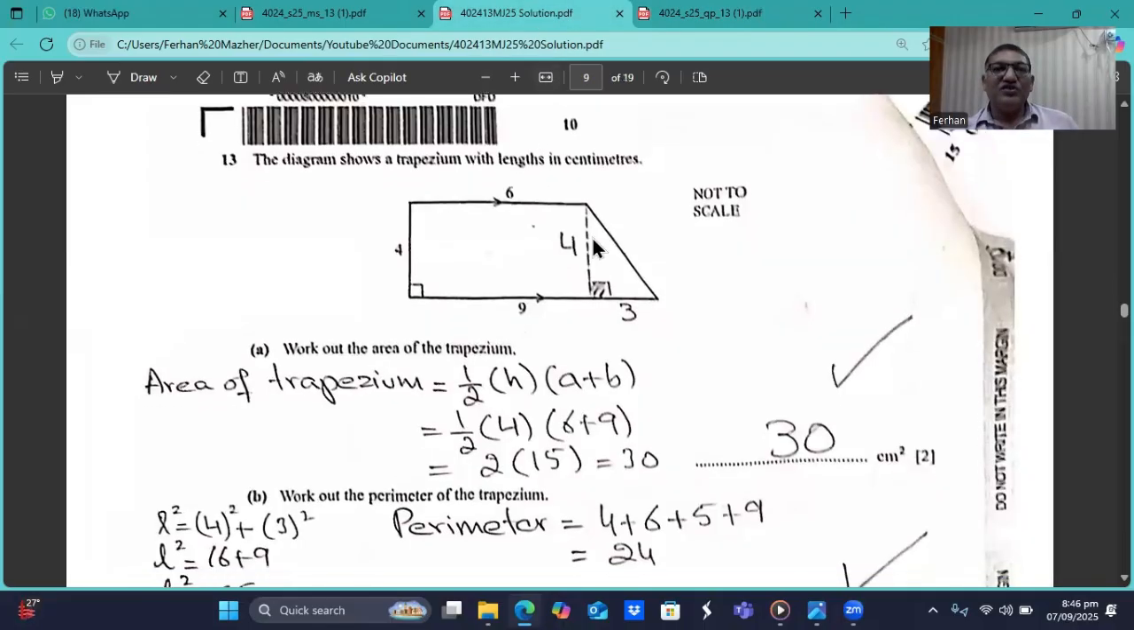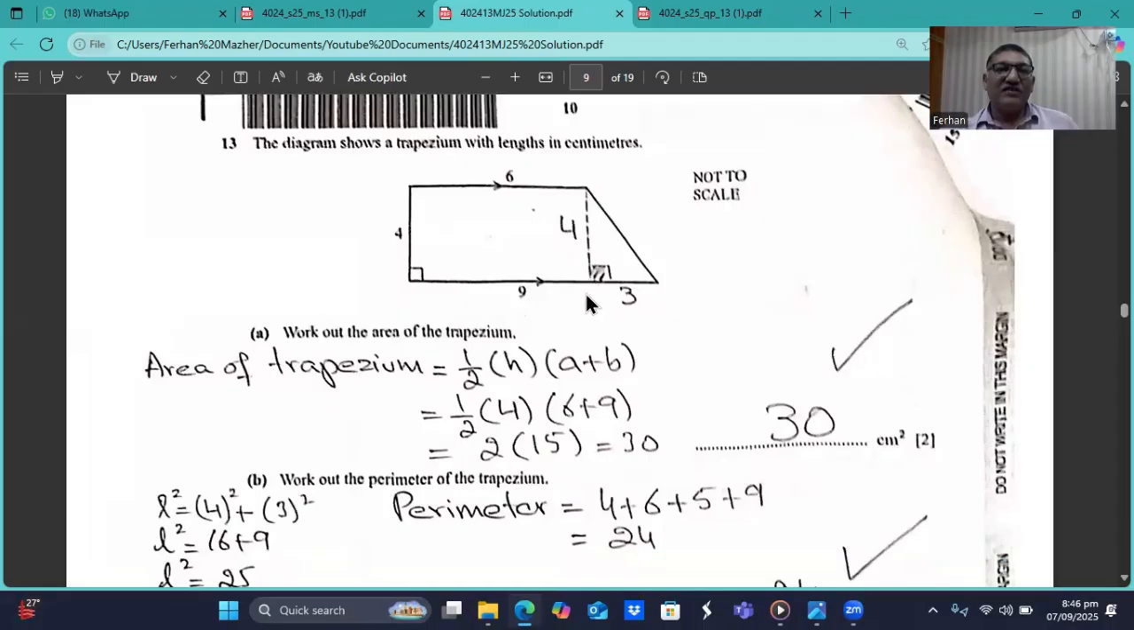So let me show you how I have done this. You can see this. I have drawn this line. This is a perpendicular line, so this will become a rectangle. This portion is 6. This whole thing is 9. So this portion is 6, so this portion will be 3. I hope you understand this.